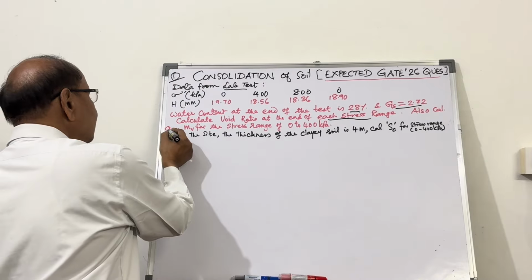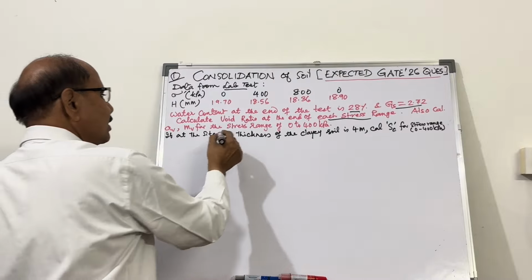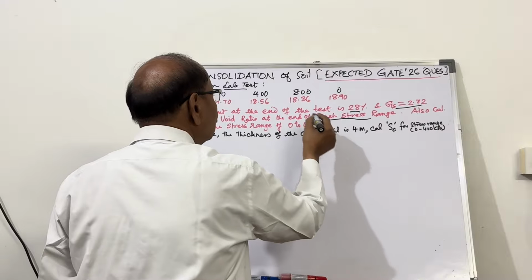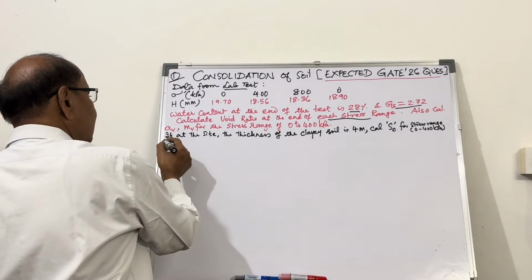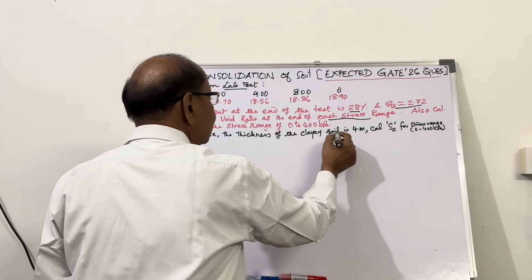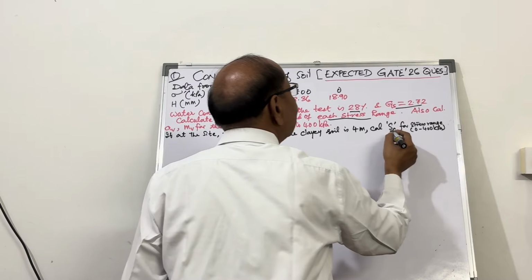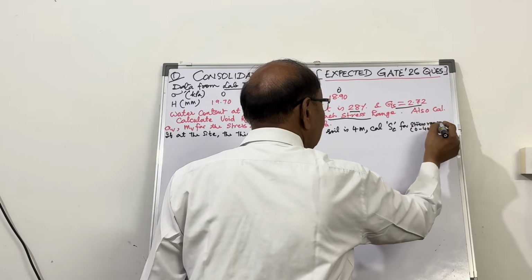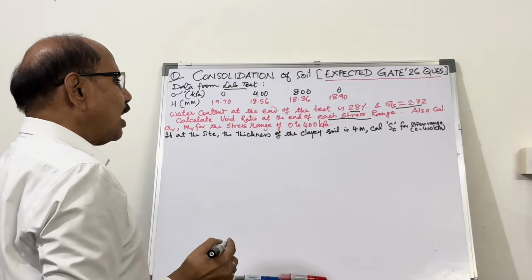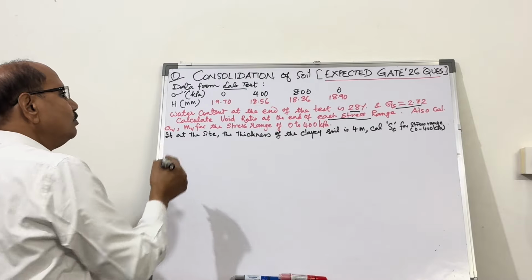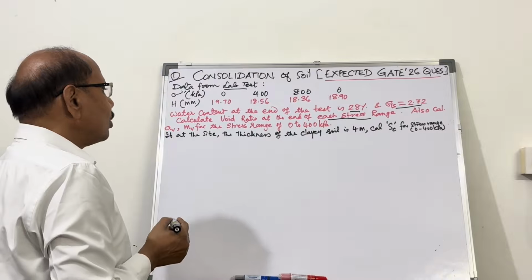Also calculate the coefficient of compressibility and the coefficient of volume compressibility for the stress range of 0 to 400 kilopascal. And if at the site the thickness of the clay soil is 4 meter, calculate the consolidation settlement for the stress range 0 to 400 kilopascal. So that's the whole problem. This problem needs to be solved.